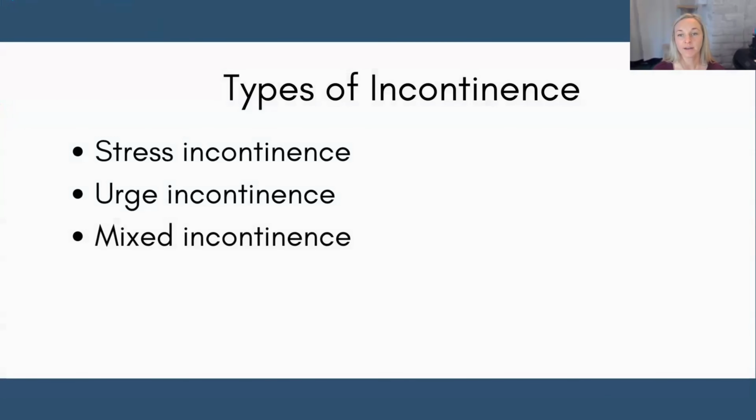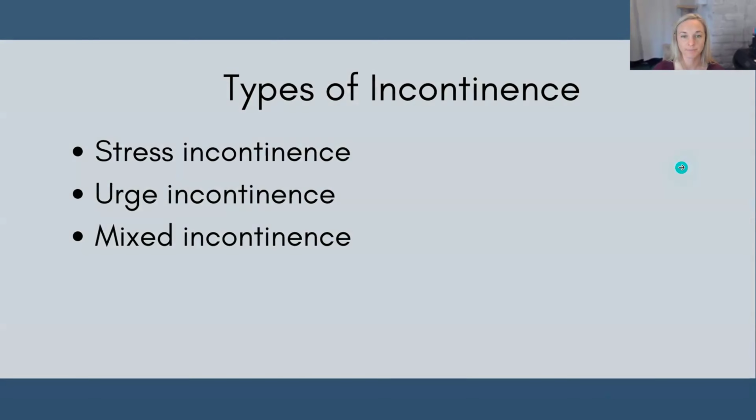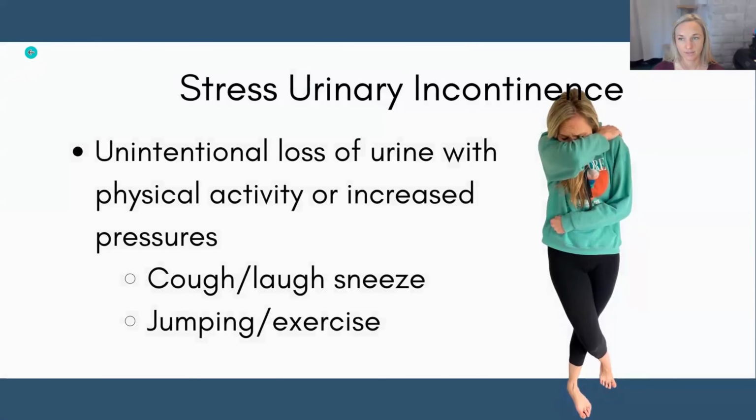We're going to go over types of incontinence. There's stress incontinence, there's urge incontinence, and then there's mixed incontinence, meaning you have both stress and urge incontinence. Stress urinary incontinence is the unintentional loss of urine with any type of physical activity or increased pressure, such as a cough, laugh, or sneeze, jumping, exercise, anything where there's a lot of impact on the pelvic floor. So if you are somebody who crosses your legs when you sneeze, that is an indicator that you have stress urinary incontinence, because you're trying to squeeze everything so you don't pee your pants.